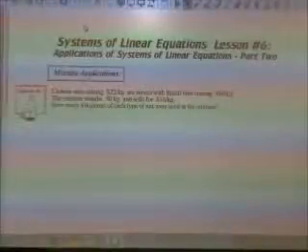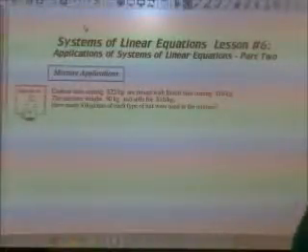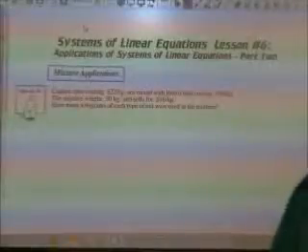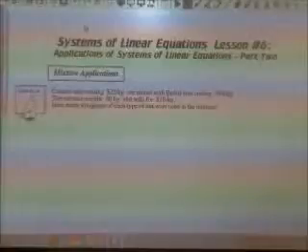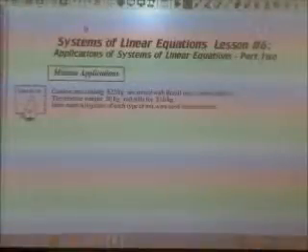The questions that we look at today look at mixture applications and then distance, speed, and time problems. So mixture applications, this actually leads us into some chemistry stuff. Not the first question, but the second question.